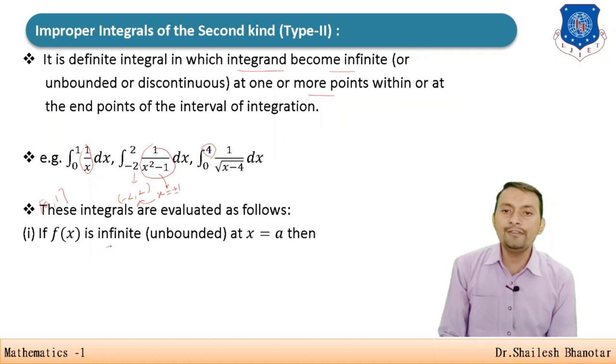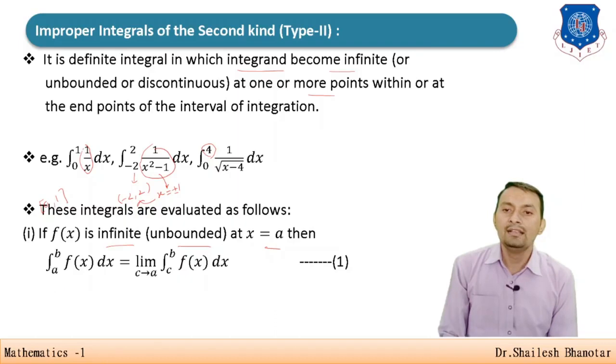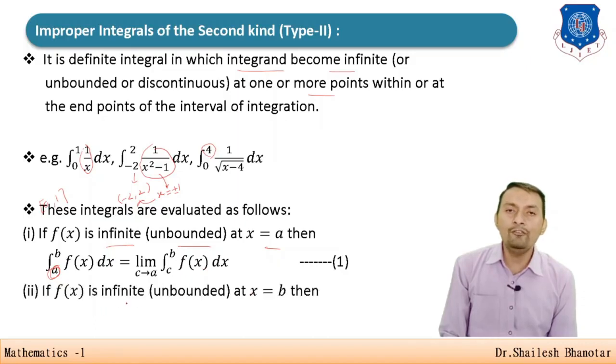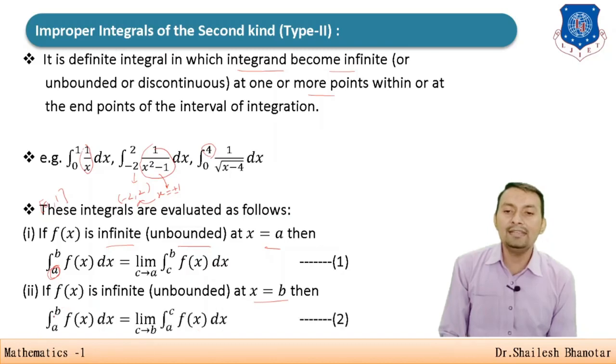Suppose that f of x is infinite or unbounded at a particular point x equals a. Then we focus on this point where the function is unbounded, so instead of that point I assume a new constant c, and after that we take the limit c tends to a. Then if f of x is infinite or unbounded at x equals b, in that case b is replaced by a new constant, say c, and then we take the limit c tends to b.